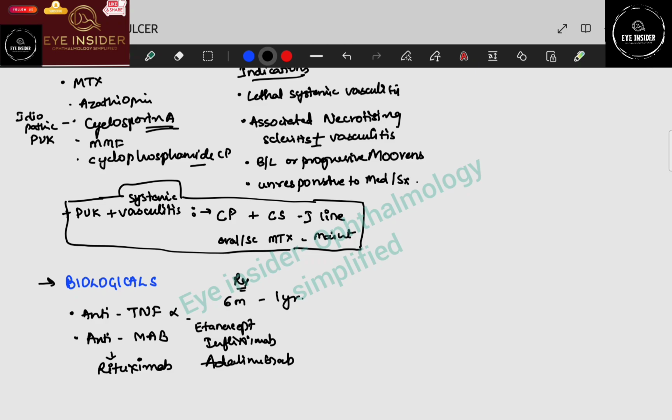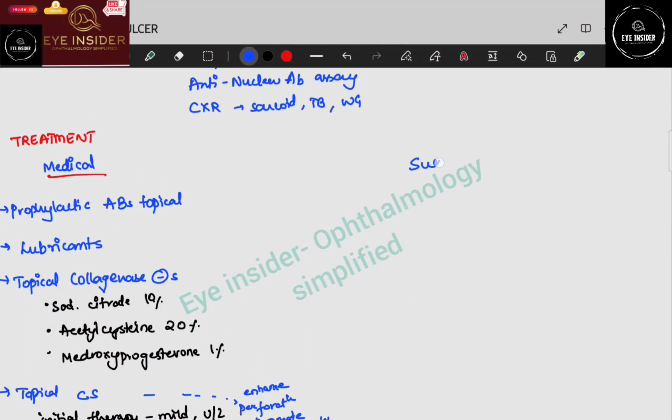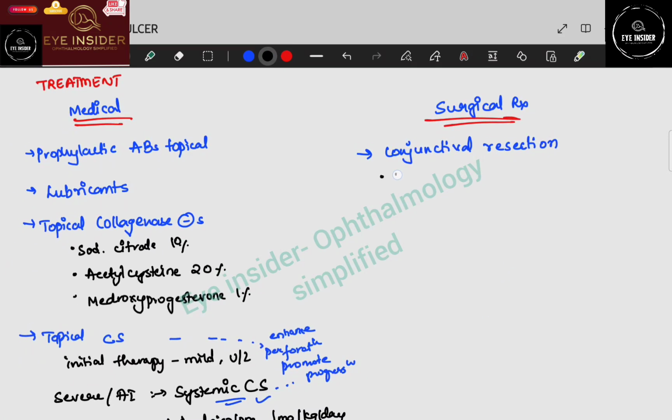Coming to the surgical treatment, we have conjunctival resection. So this helps in 2 ways. One, by reducing the limbal source of these cellular mediators of immunity, autoimmunity, right? And it can also help for the purpose of biopsy.